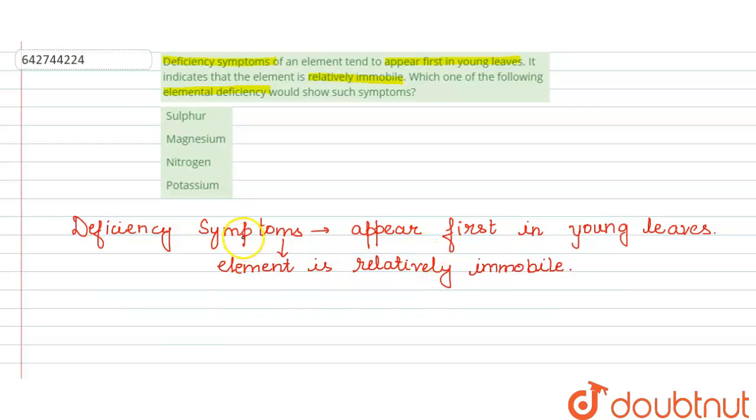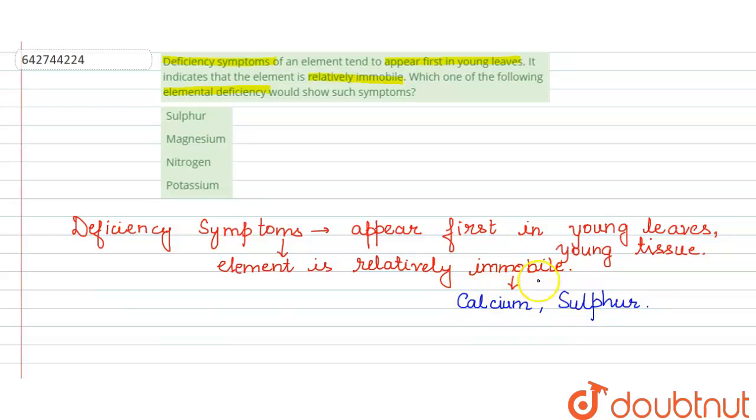So the deficiency symptoms appear first in the young leaves and young tissues for those elements which are relatively immobile, which are less mobile, right? As for example, when we talk about the immobile elements, what are the examples we have? We have calcium and sulfur, which are essential elements whose deficiency symptoms are first shown in the younger leaves, and they are relatively immobile essential elements, right?